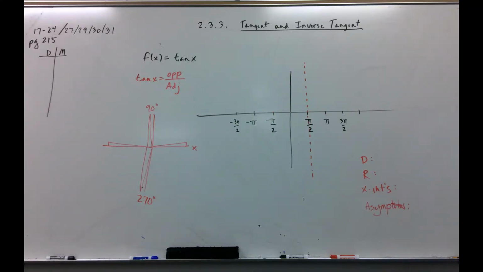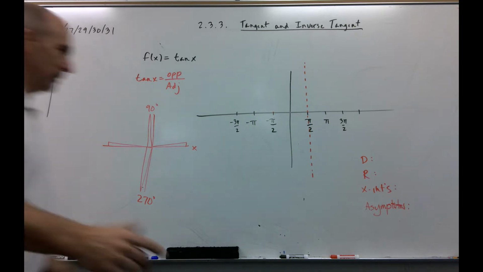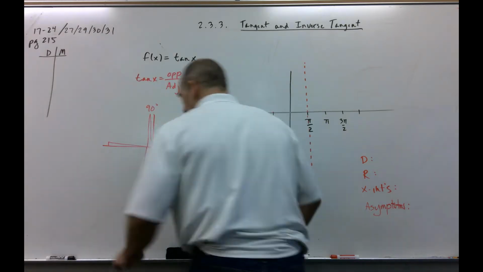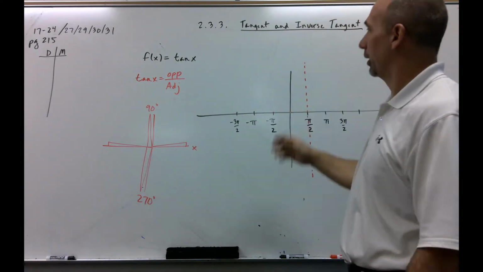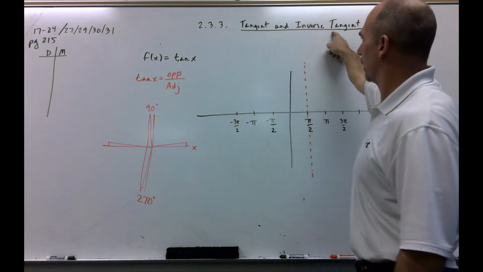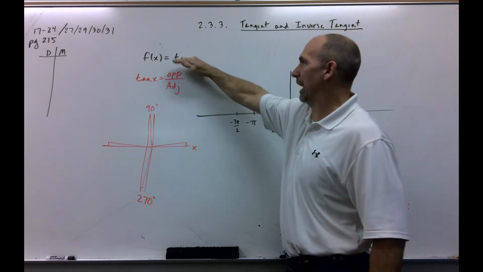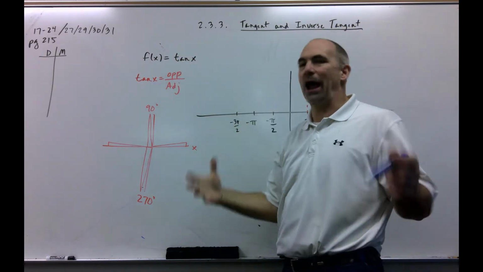Final lesson of Unit 2, kind of a doozy, but if we take it piece by piece, we should be able to wrap our brains around it. So let's take a look. Tangent and inverse tangent. We're going to start with tangent. What the heck does the graph of tangent look like?